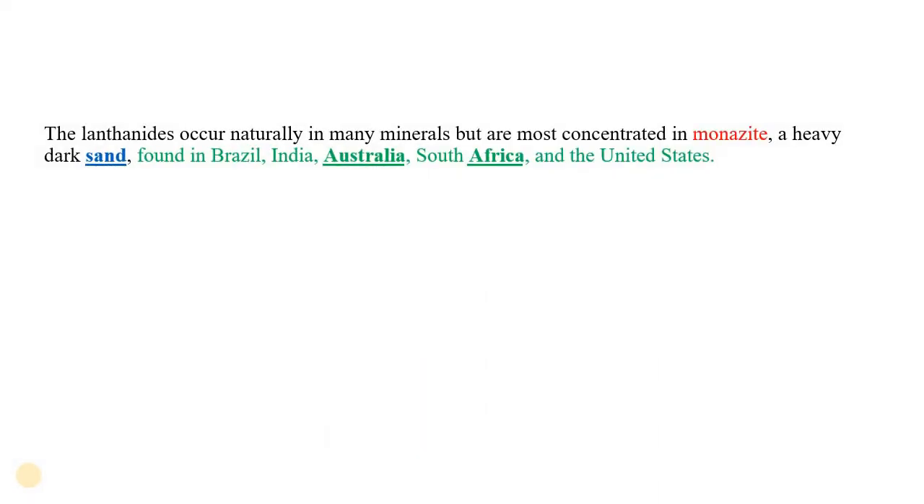Dear students, in this lecture we will discuss the extraction of lanthanides in detail. The mineral deposit of lanthanides occurs in monazite. Monazite is a heavy dark sand found in Brazil, India, Australia, South Africa and the United States. This monazite is concentrated, then the mineral is extracted, then separated.